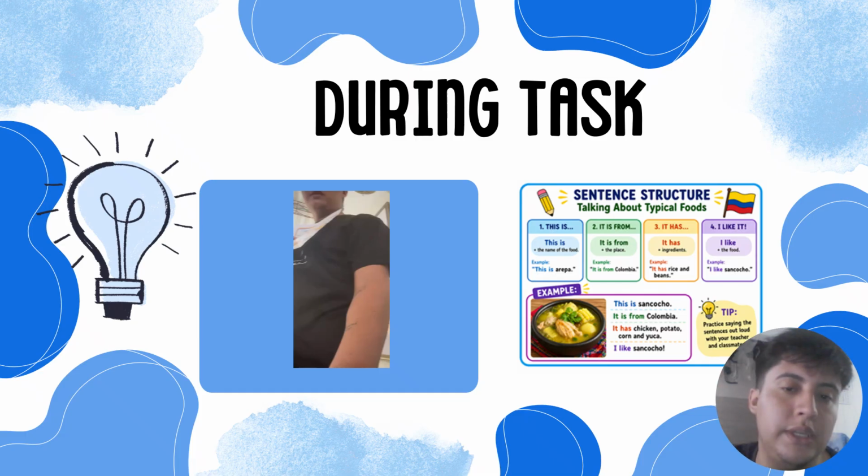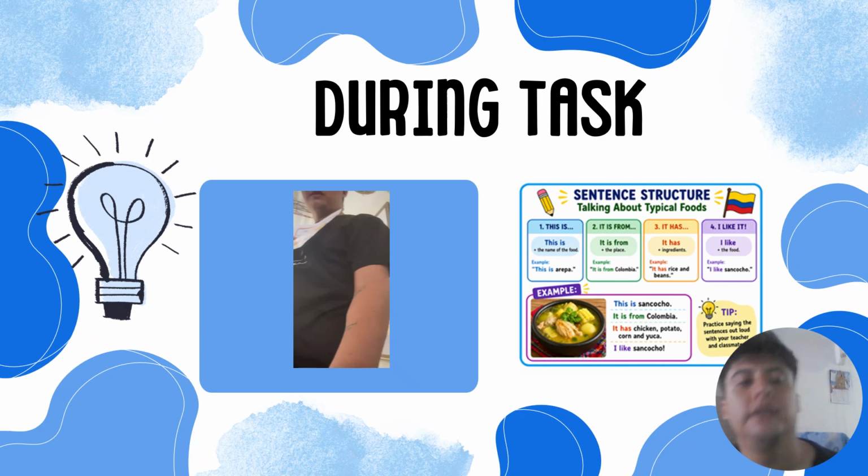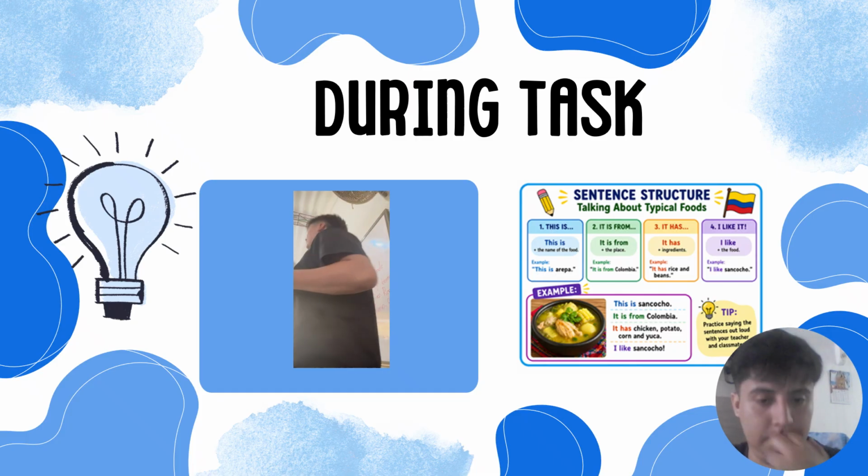Then students form groups of four to work together. After that, I provide the language support. I introduce useful expressions like, this is, it is from Colombia, it is rice made with soup. Sentence models help students speak with more confidence. Very good.